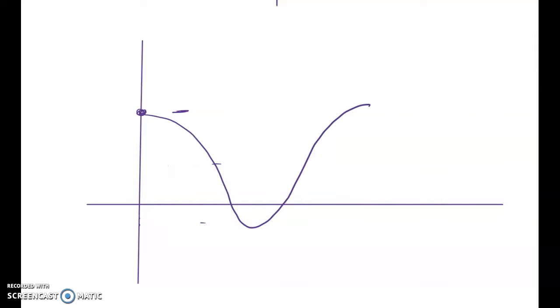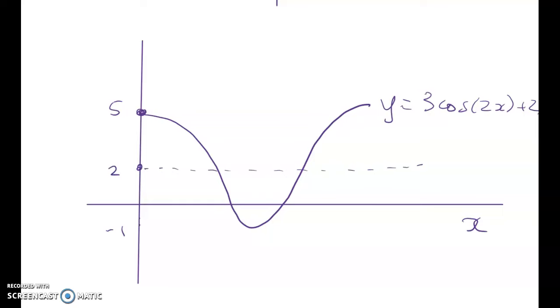Right, so let's get rid of these little lines. We're going to mark some points on. So this is x, this is y is equal to 3 cosine of 2x plus 2. So this point is at 5, this point is at -1, and the midline in here is going to be at 2. And I'm just going to put a dotted line in for that. Okay, so that is probably not quite good enough.